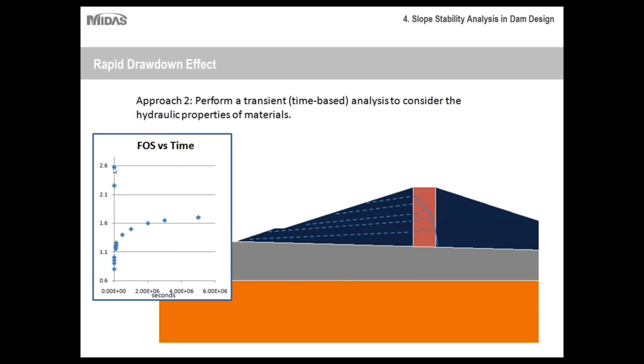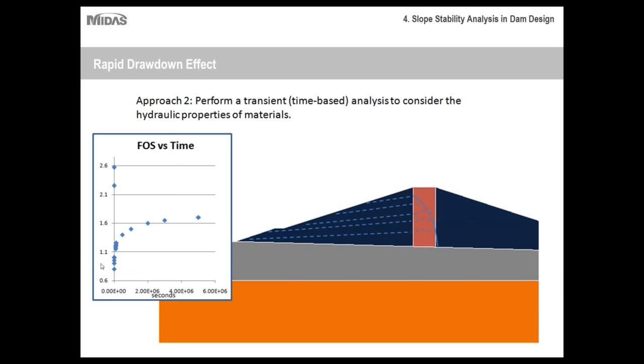And as you can see, this is factor of safety versus time, by the way. The factor of safety starts off at about 2.6, but because of rapid drawdown, within just a couple of seconds it plummets down to maybe 0.8, I think, or 0.7. So as you can see, that's a very significant drop.